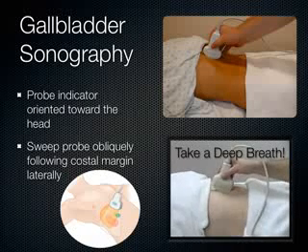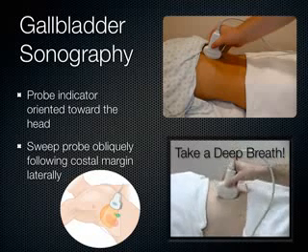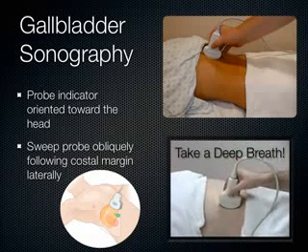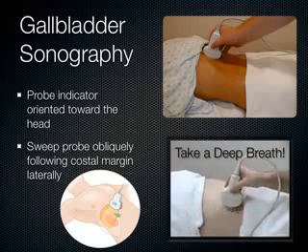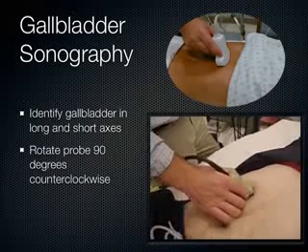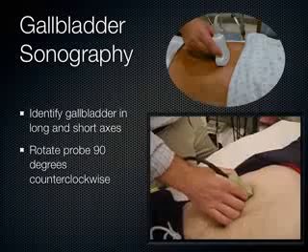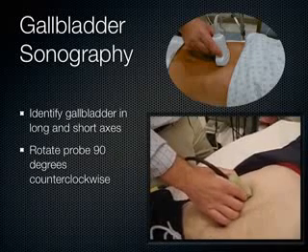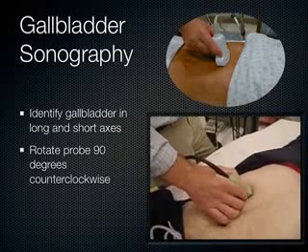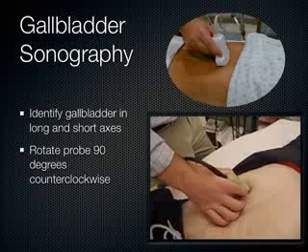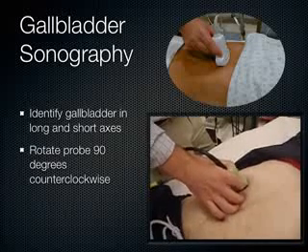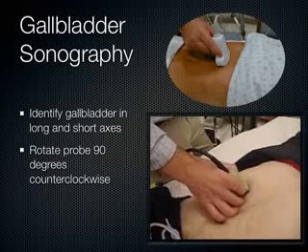And once you get the gallbladder in its long axis, you can then rotate the probe 90 degrees to get the gallbladder in its short axis. Once you get the gallbladder in the long axis, you also need to view it in the short axis. Once you do get the gallbladder in the long axis, you're going to fan through the gallbladder, like so, making sure you catch the entire gallbladder, looking for any type of pathology.